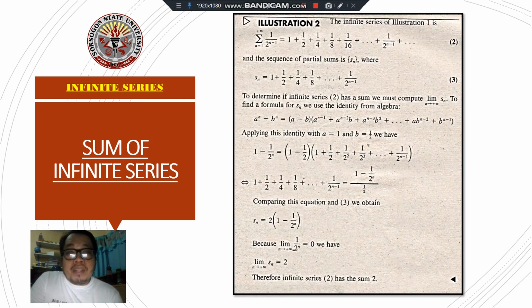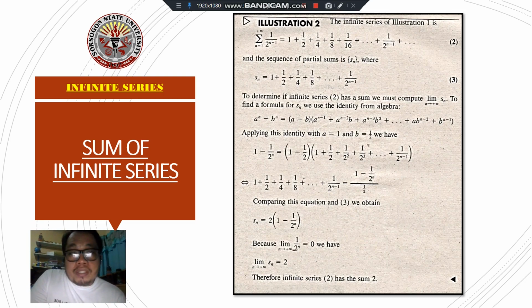Now let's have some illustration for such definition. So the infinite series in illustration 1 is the summation of 1 over 2 raised to n minus 1, where n equals 1 to positive infinity, which is equal to 1 plus 1 half plus 1 fourth plus 1 over 8 plus 1 over 16 plus up to plus 1 over 2 raised to n minus 1 plus up to infinity.